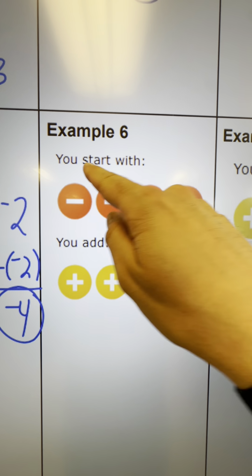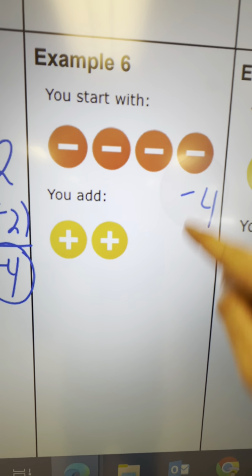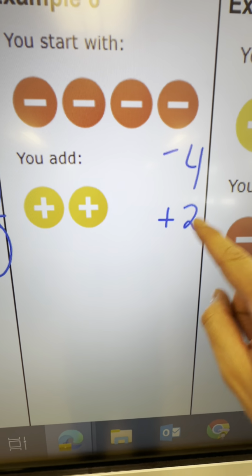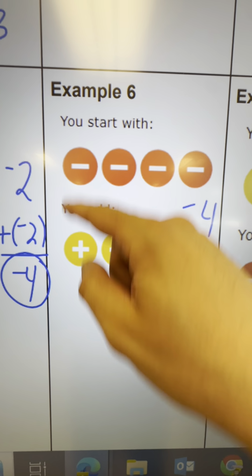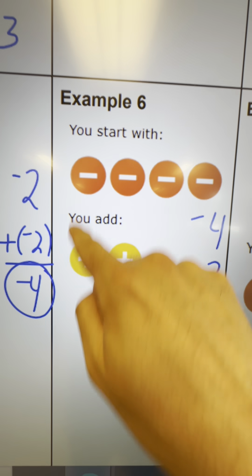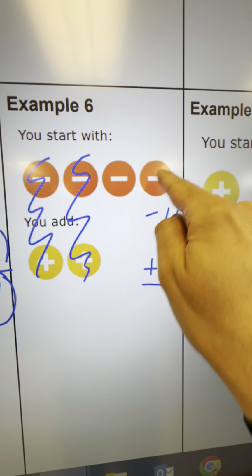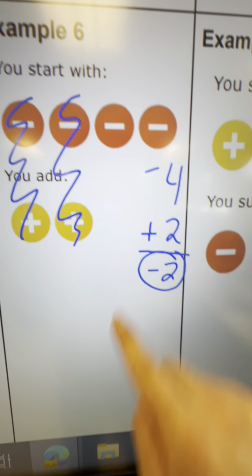In this next example, we're starting off with 1, 2, 3, 4 negatives. They want me to add 2 positives. So 4 negatives, I'm adding 2 positives. Since I'm adding, I'm just going to see, do we have any zero pairs? And we do have zero pairs because these are going to cancel each other out here. And you can see I'm left with 2 negatives. So negative 4 plus 2 is equal to negative 2.